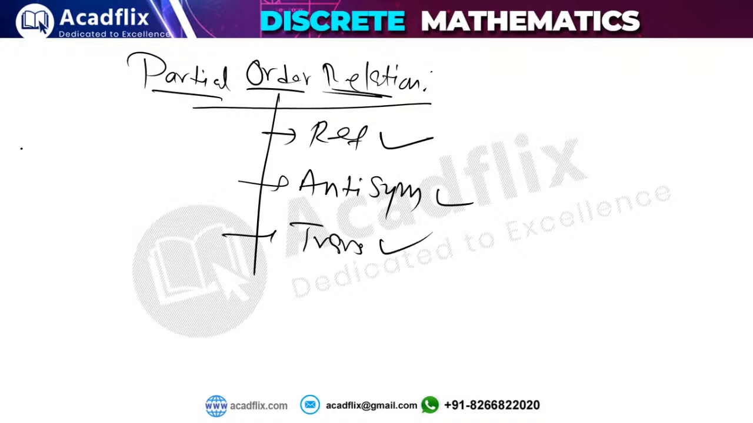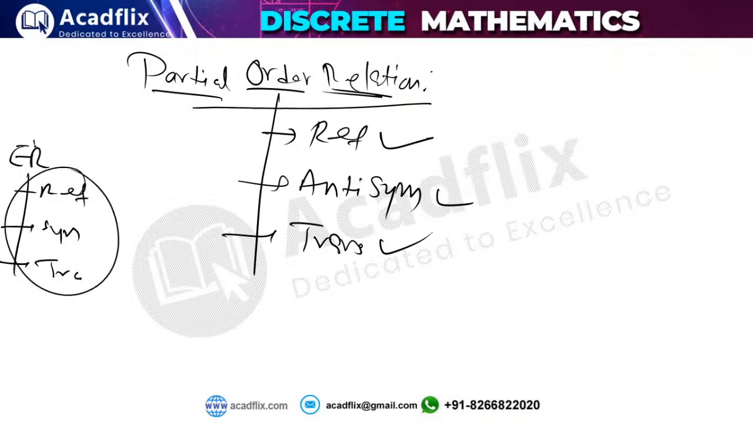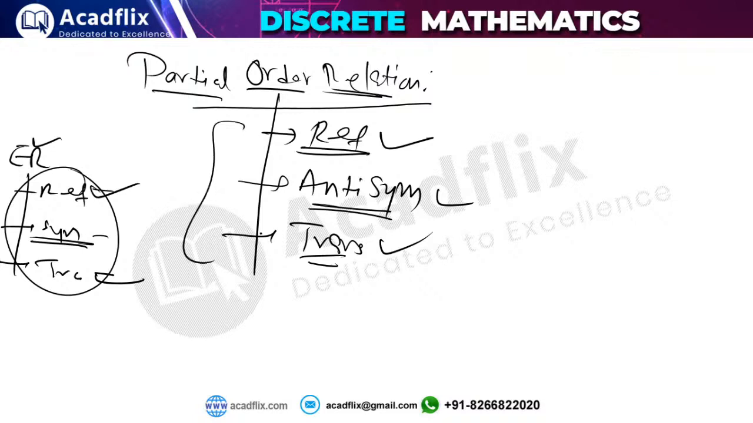These properties must hold. If you remember the equivalence relation, we have reflexive, symmetric, transitive. But here in partial order relation, reflexive and transitive are the same, but in equivalence relation we have symmetric, while in partial order relation we have anti-symmetric. So this is our definition of partial order relation.